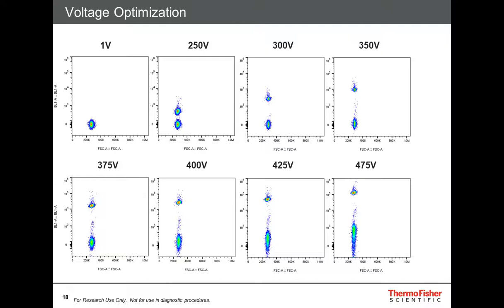And this is the detector here. If you can't see the slides very well, the detector is the BL1 detector on the Attune, and that is excited by the blue laser, and it emits in the emission filter there is 530/30. So we're collecting green emission off a blue laser.